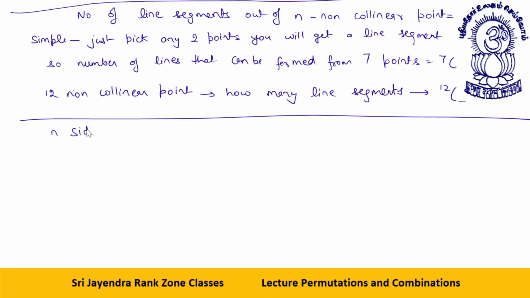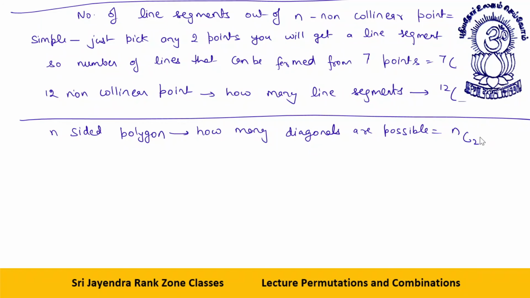N-sided polygon. How many diagonals are possible in an n-sided polygon? That will be nC2 minus n, or n(n minus 3)/2. I will explain to you why.